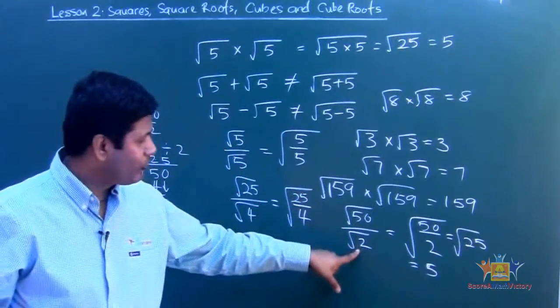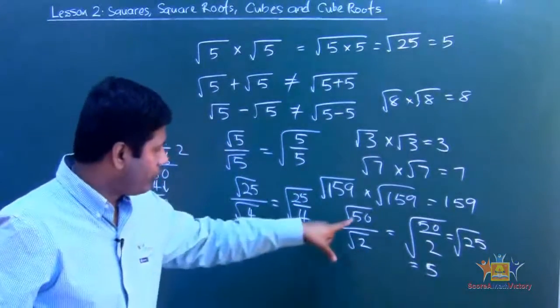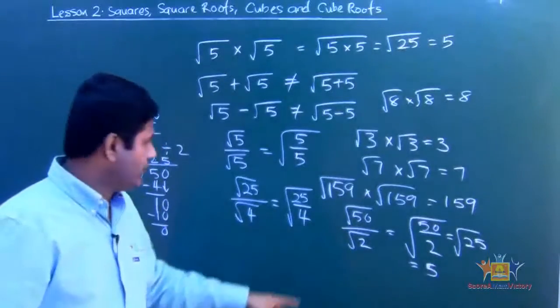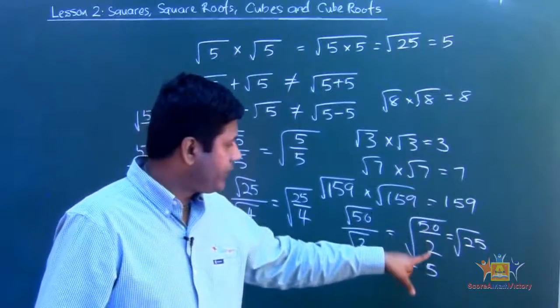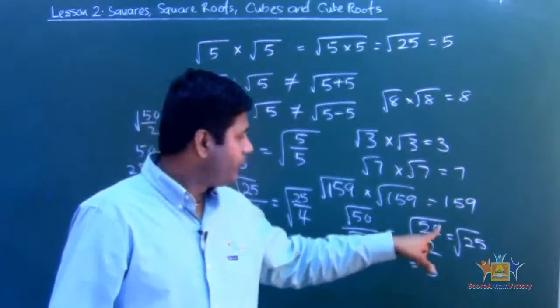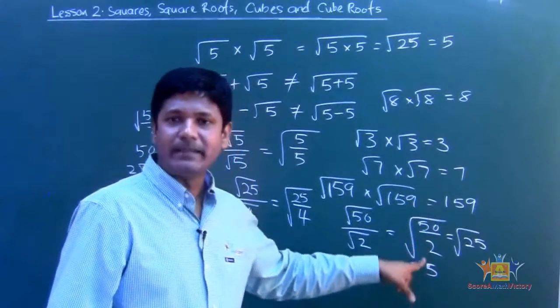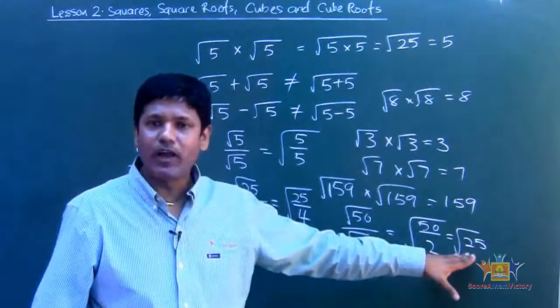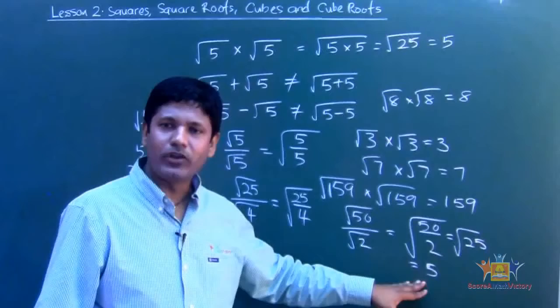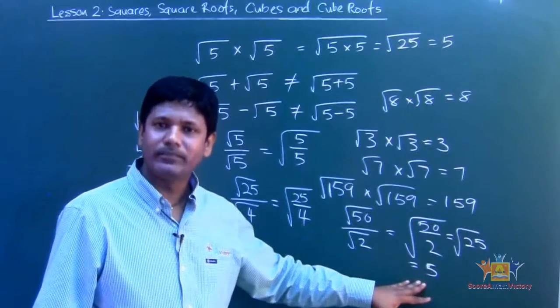Square root of 50 over square root of 2 equals square root of 50 over 2. 50 over 2 means it's dividing. And it should give me 25, which means square root of 25 is 5.